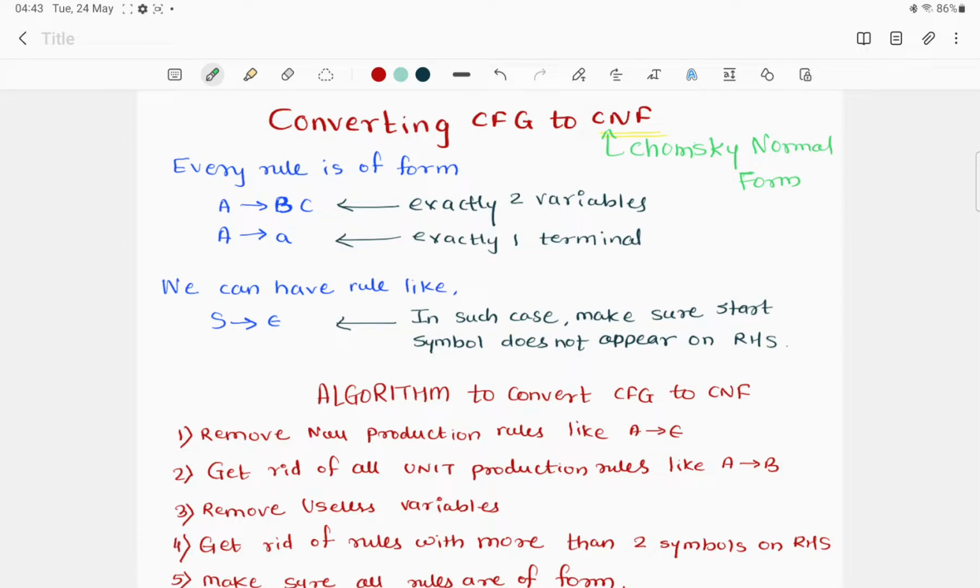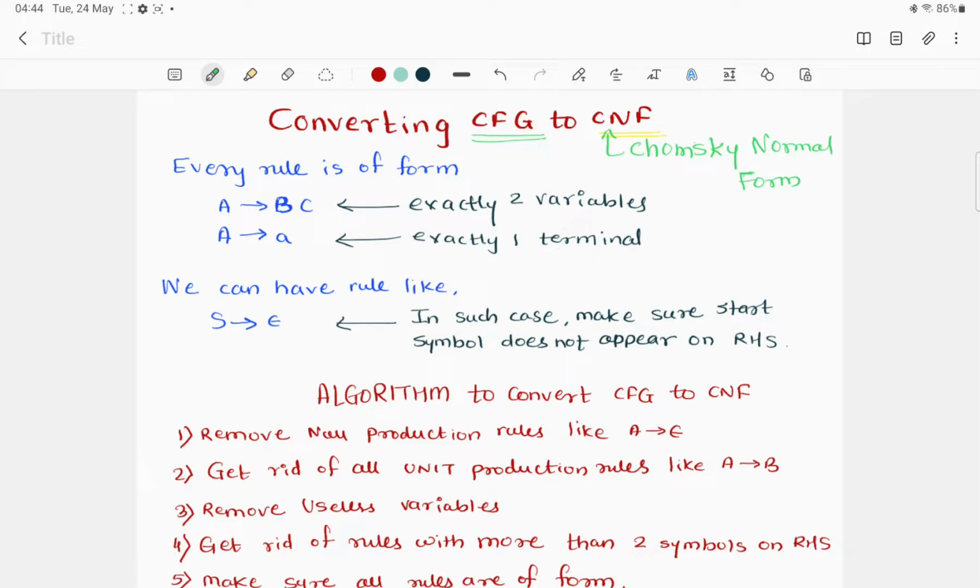Now we're going to see the new example, which is converting a given context-free grammar to Chomsky normal form. A Chomsky normal form conversion is a kind of normalization that we do on a context-free grammar. A given context-free grammar can be normalized in two ways: one is Chomsky normal form and the other is Greibach normal form. We will see the other one in the next video. So now let's focus on Chomsky normal form.